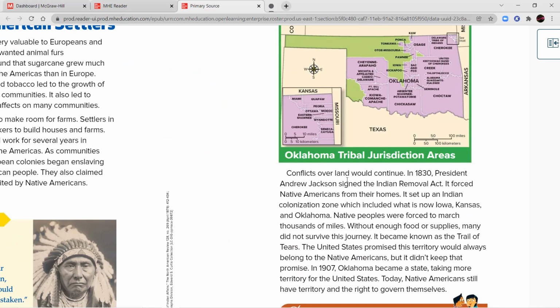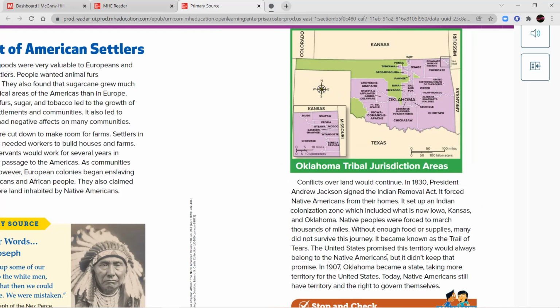In 1830, President Andrew Jackson signed the Indian Removal Act. It forced Native Americans from their homes. It set up an Indian colonization zone, which included what is now Iowa, Kansas, and Oklahoma. Native people were forced to march thousands of miles. Without enough food or supplies, many did not survive the journey. It became known as the Trail of Tears. The United States promised this territory would always belong to the Native Americans, but it didn't keep that promise. In 1907, Oklahoma became a state, taking more territory for the United States.